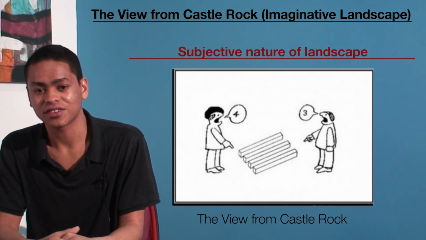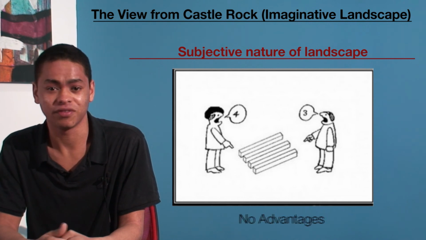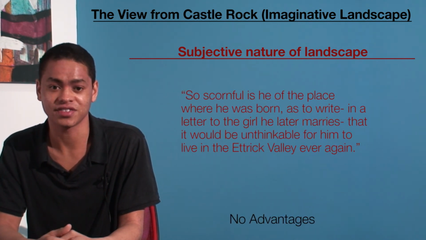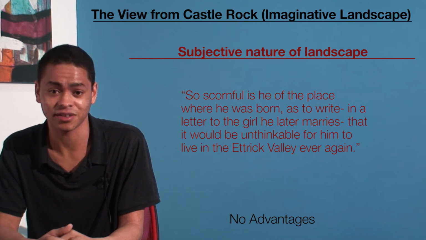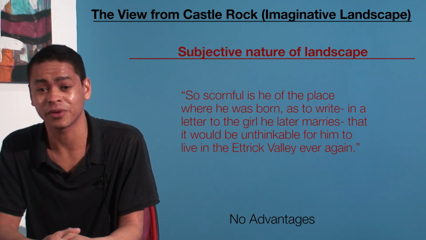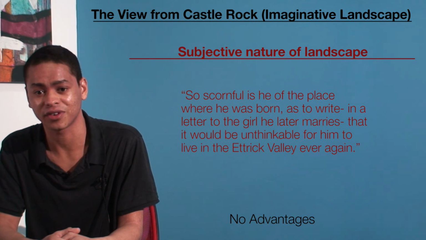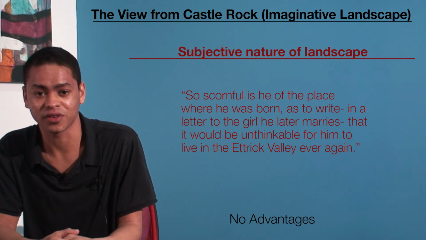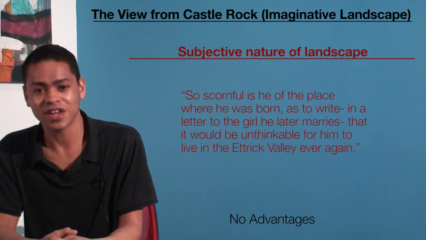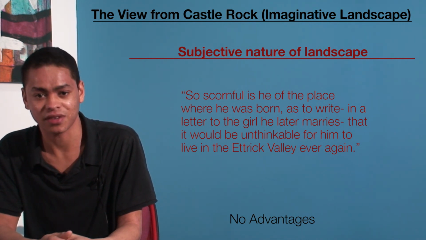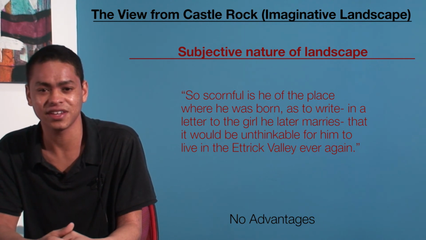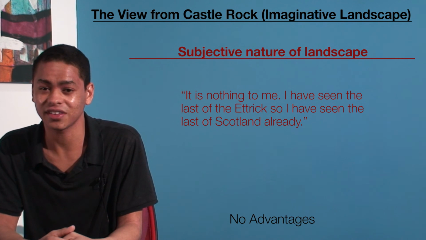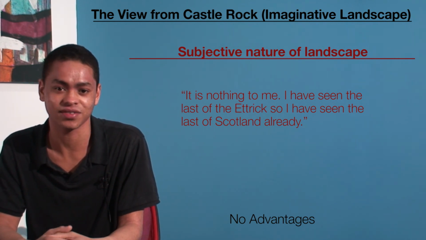While many of the characters share William's perspective from No Advantages, so scornful is he of the place where he was born as to write, in a letter to the girl he later marries, that it would be unthinkable for him to live in the Ettrick Valley ever again. In contrast, after leaving Ettrick for the long-imagined America, old James's refusal to see the last speck of Scottish land highlights the significance of his tie to his home. It is nothing to me. I have seen the last of Ettrick, so I have seen the last of Scotland already.